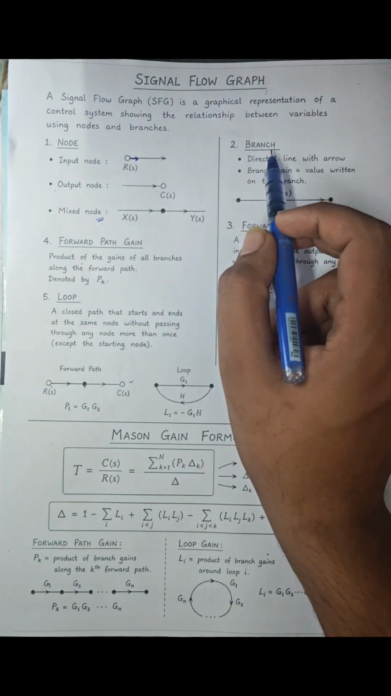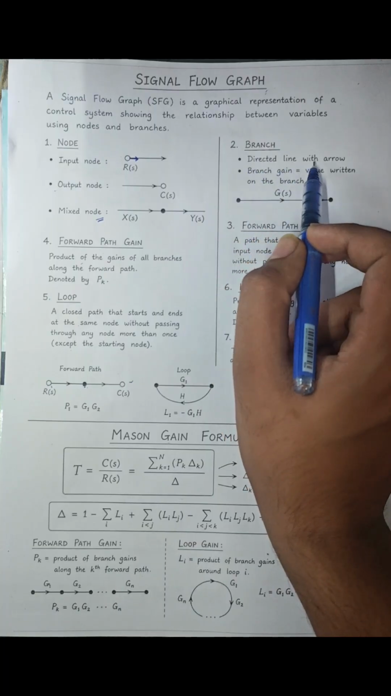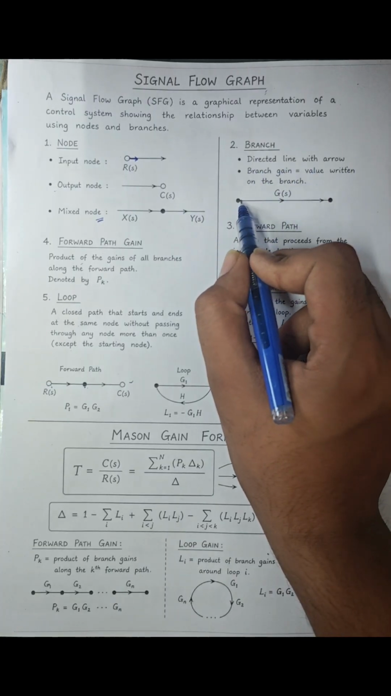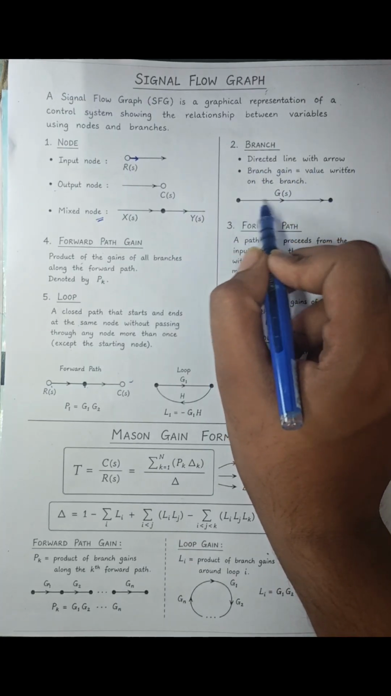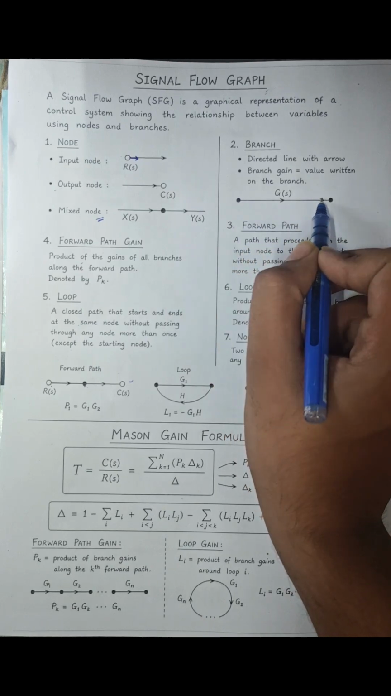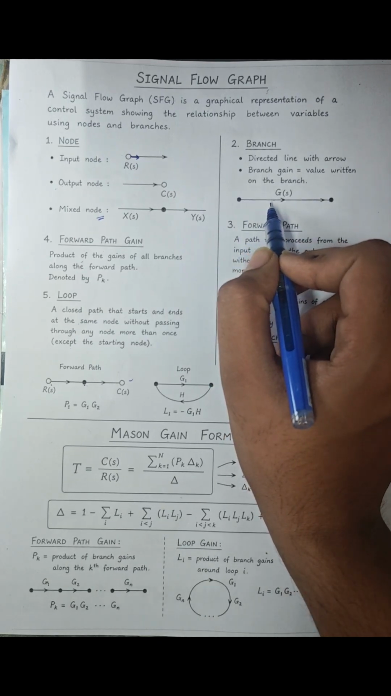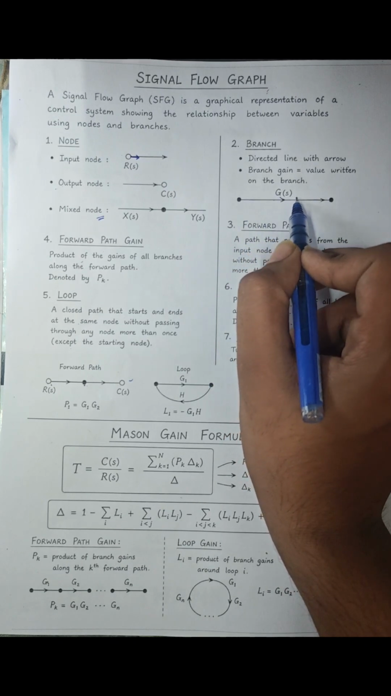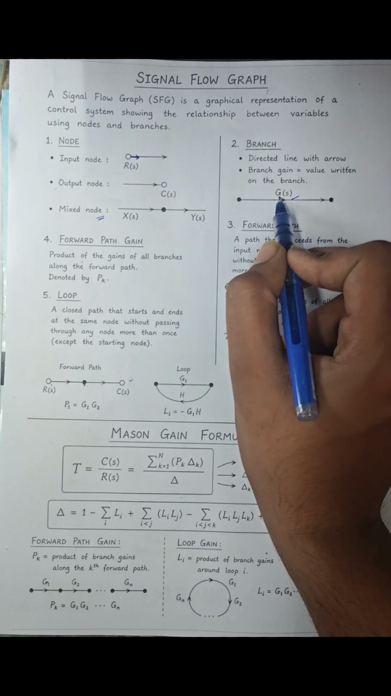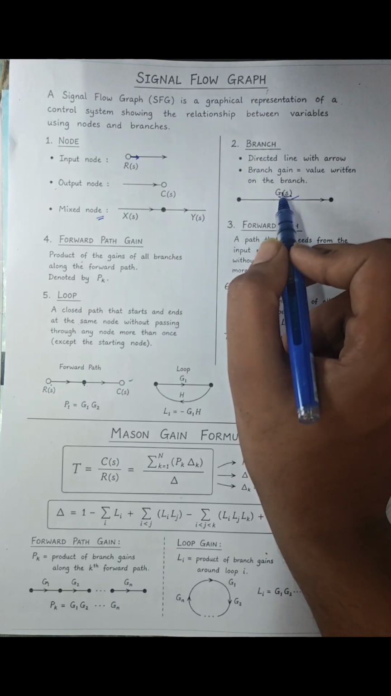What is branch? Branch is a directed line with arrow. So if there are two nodes connected by a branch, this is a directed line with an arrow. What does this directed line show? This shows the gain. Here the gain is GS.